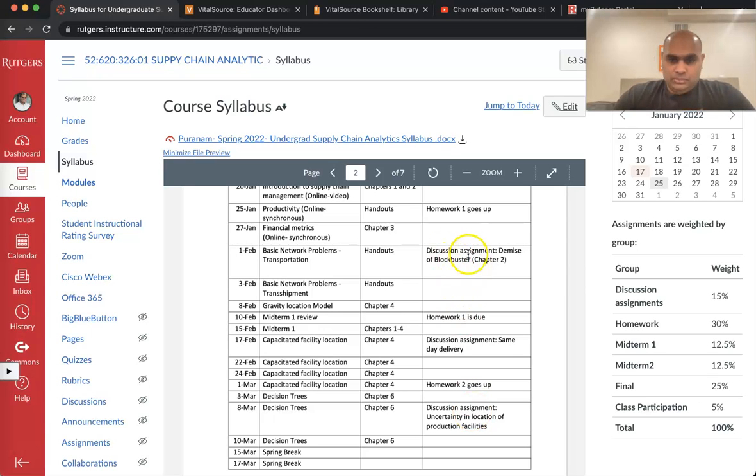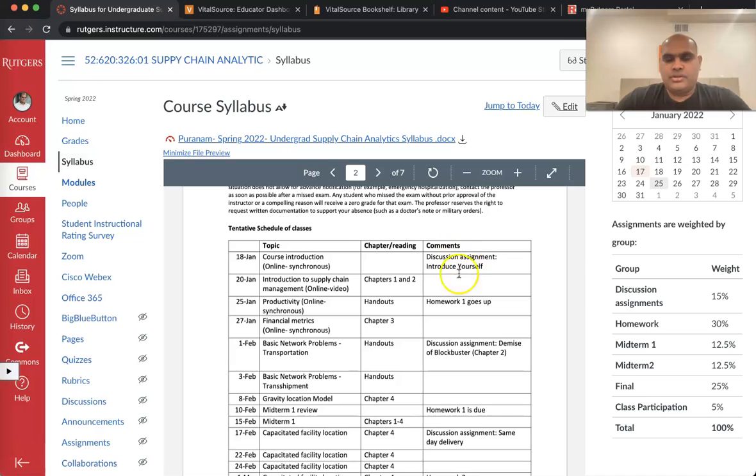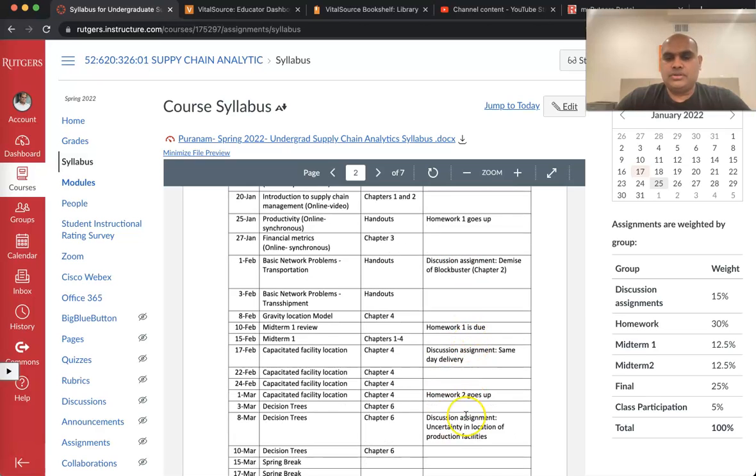So this is the day the discussion post will be due. You have to make a post, then you have to reply to posts by 2 of your classmates. This will be the day the post will be due, and then you'll have a couple more days to read your classmates' posts and reply to those posts. I'll post more instructions for these discussion assignments.